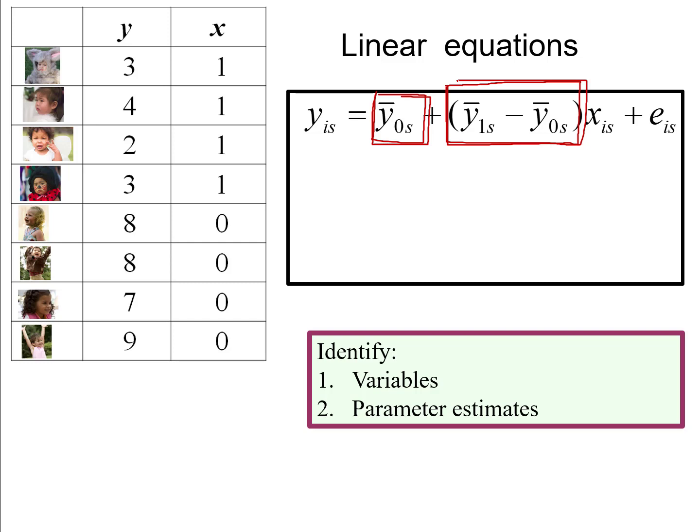Now, as we go along here, we're going to see that this first parameter estimate is something we just need in the equation to make it work.